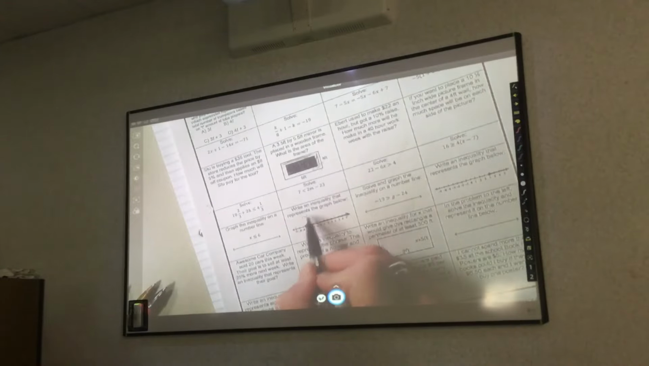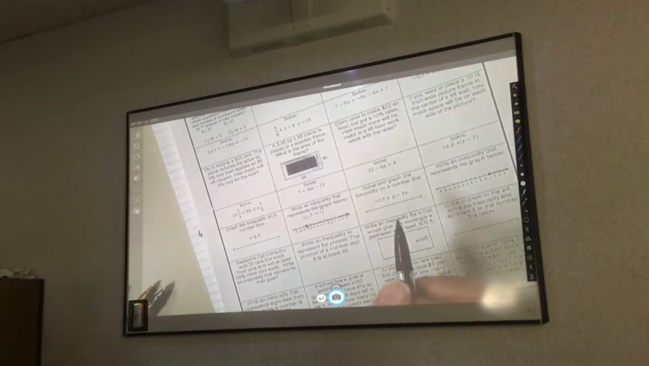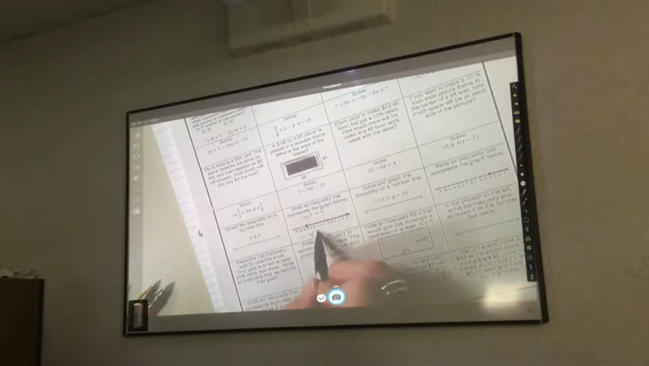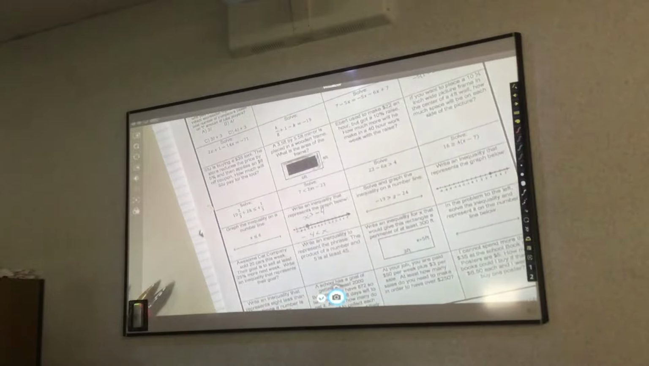So x is greater than -4. Yes? I remember that as -4 is less than x. Okay. -4 is less than, I don't know what letter you said, but you can say x or whatever letter you use. That's fine, but get used to making sure your letter's on the left. Okay.